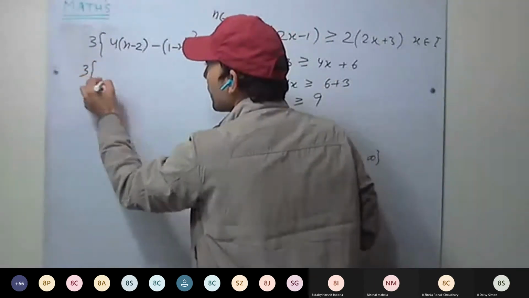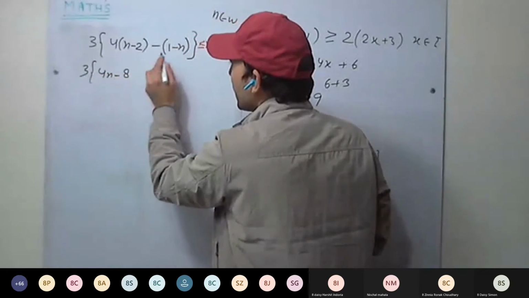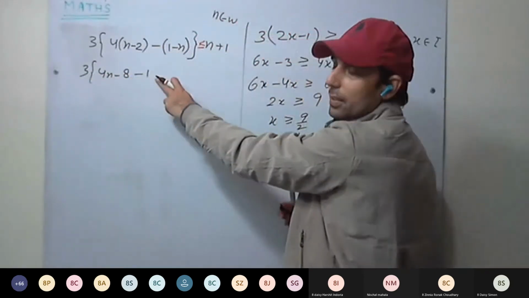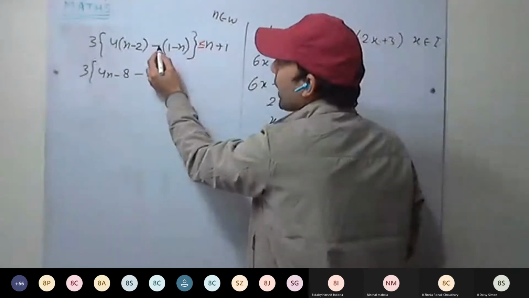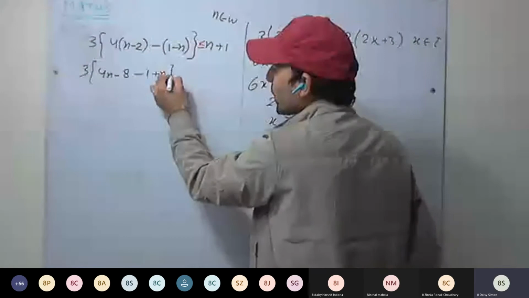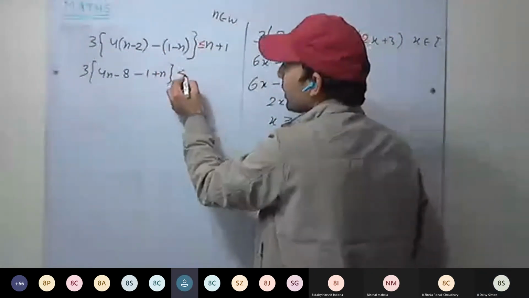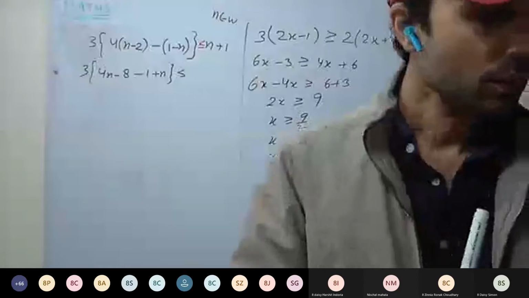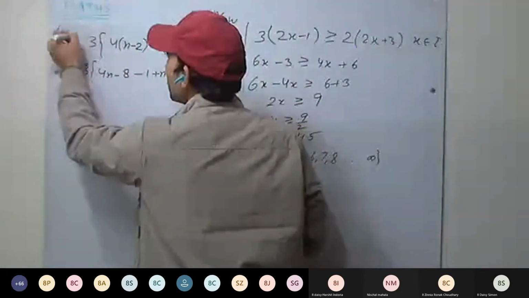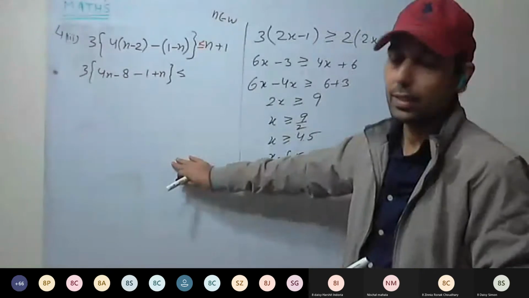Okay. 3, 4 and minus 8, minus 1. Here it will be minus or plus? Minus 1, minus n, that will be plus n. Always remember, the minus outside the bracket changes the signs. Sir, which question are you doing? It is the 4th, 3rd.